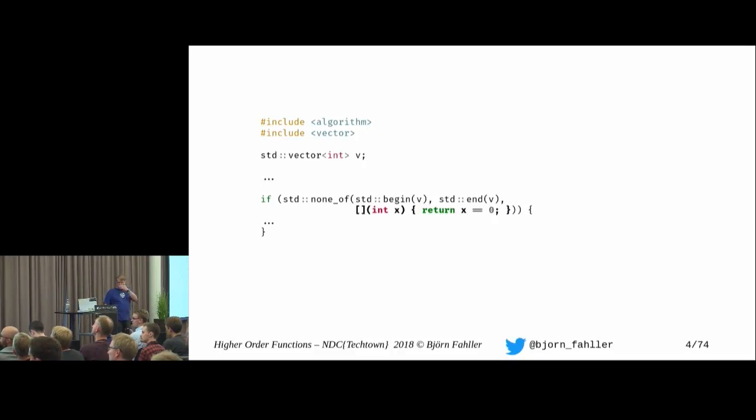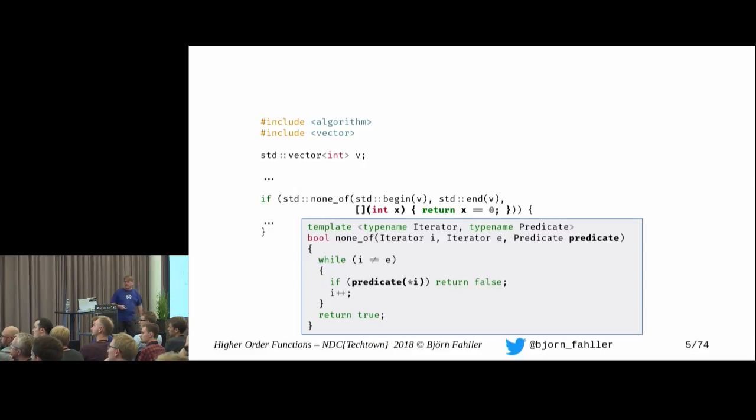So, here we have an example of a higher order function from the standard library, std::none_of. So, we're saying that if none of the elements in the vector match this predicate, this lambda, then we do something. And none_of is a higher order function because it accepts a function, in this case a lambda, as one of its parameters. So since a few of you had not seen these before or even less written them, let's have a look at how to implement none_of.